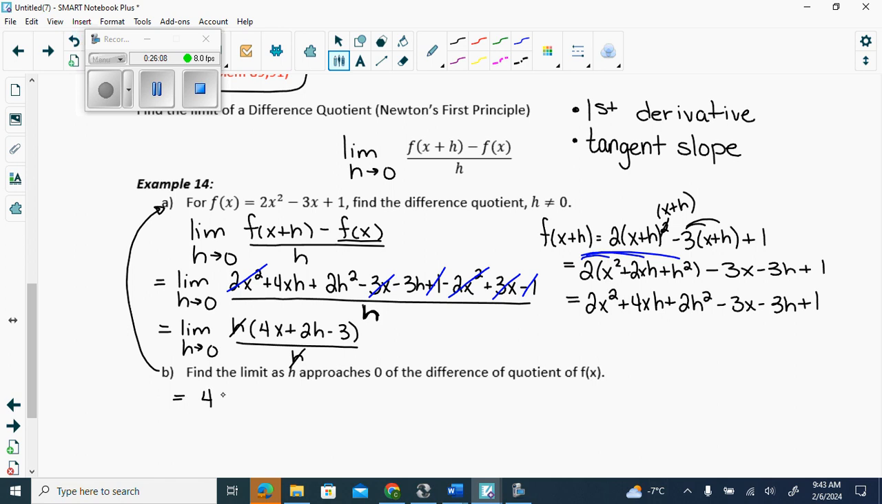So we get 4x plus 2 times 0 minus 3. And so you get 4x minus 3. Now this is the first derivative of 2x squared minus 3x plus 1. It's also the tangent slope of it. It makes no sense to you right now because you have no idea what the first derivative is. Just know that that is what you were finding. So we will learn the power rule, which will take about 3 seconds to do this. But we still have to be able to do it using the limit law.